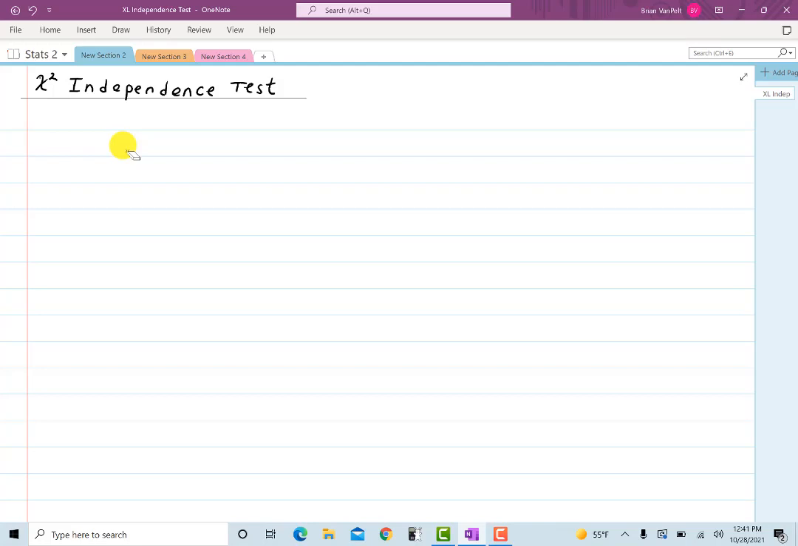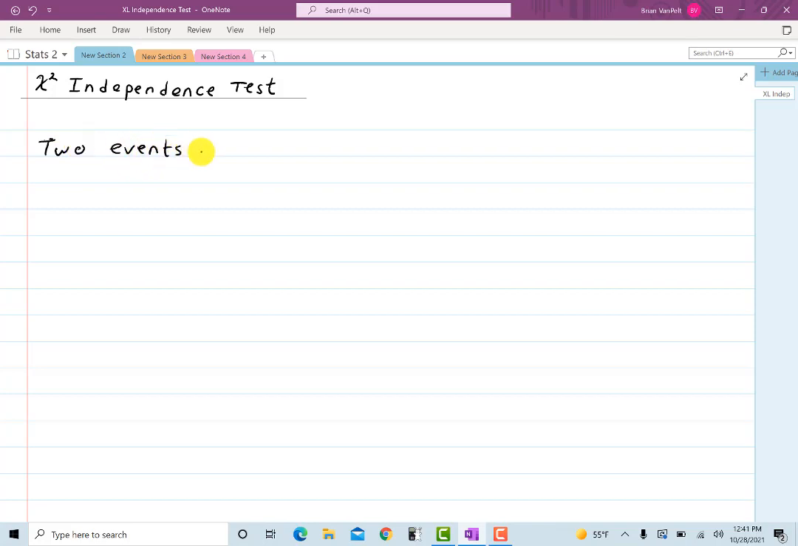All right, in this section, we're going to go a little bit farther with the chi-squared testing. And this time we're going to be looking at two variables to see if they're related to one another. So let's write down some definitions.